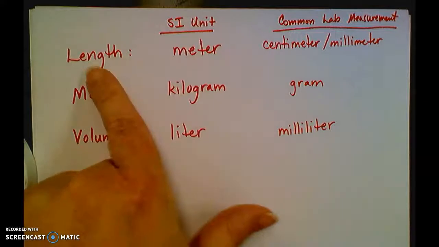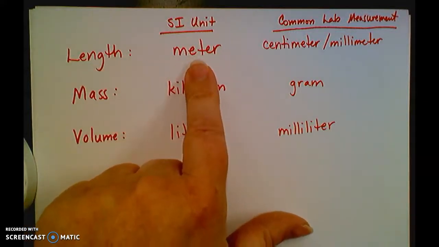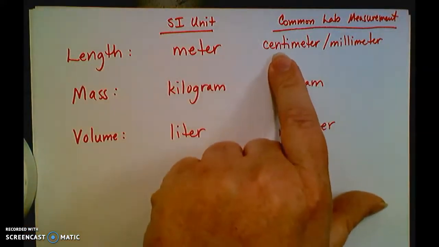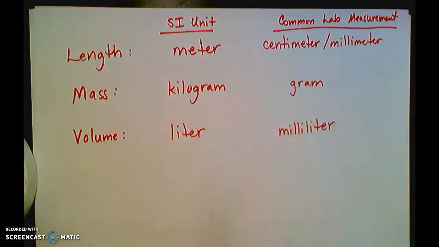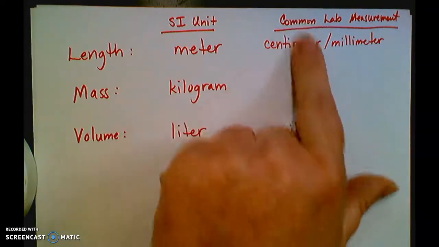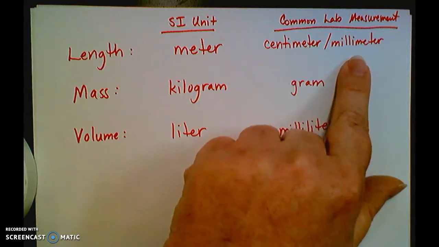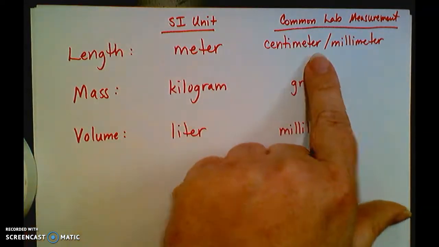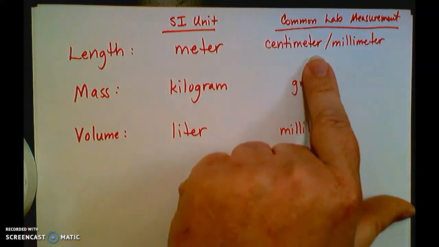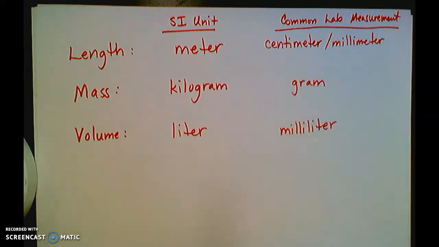But your unit for length is a meter. In the lab, though, a meter is a pretty big distance. It's about a yard, if that helps you kind of visualize it. So we usually divide that into smaller increments like centimeters and millimeters. So I've got this standard unit, and then what we're going to encounter more often when we do lab work.